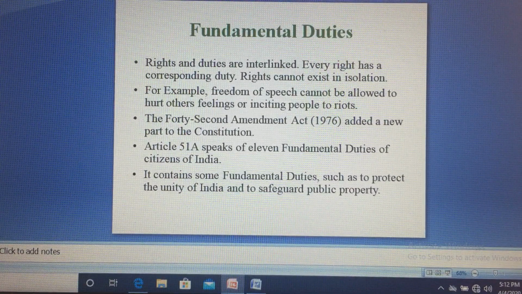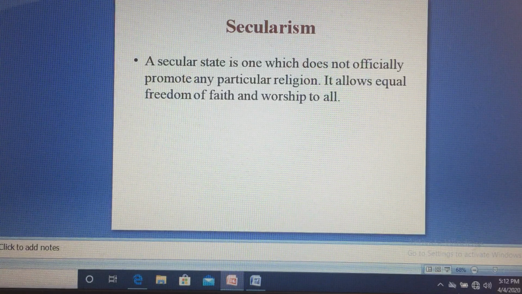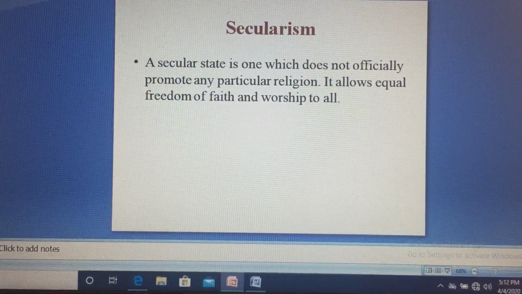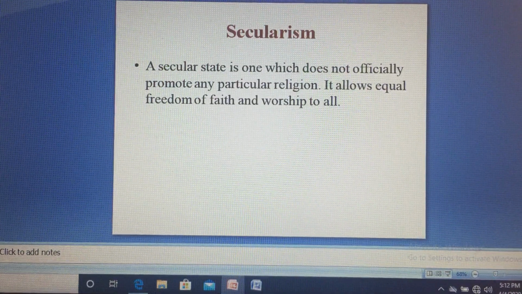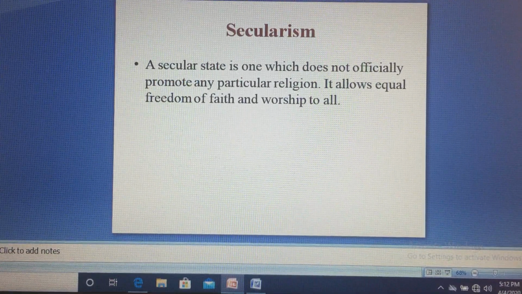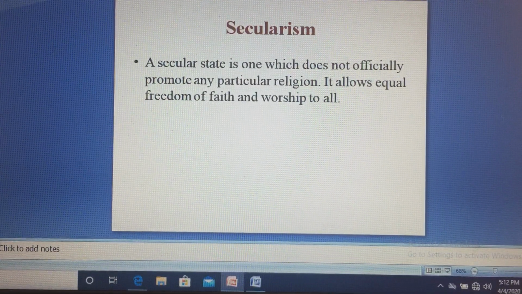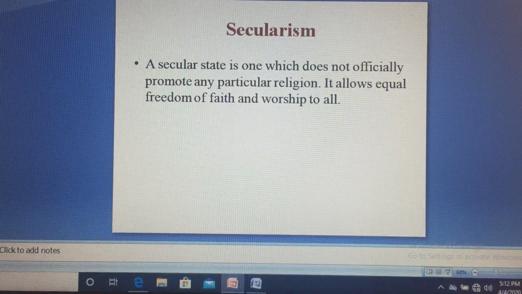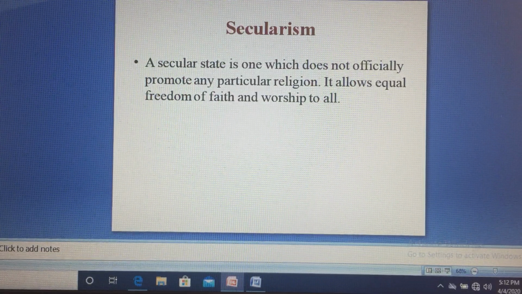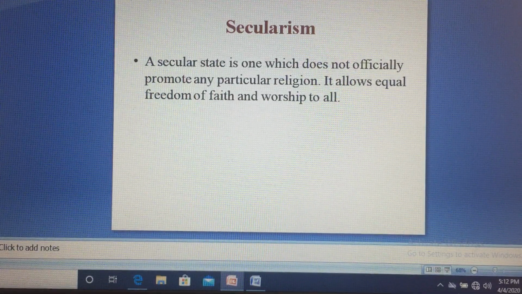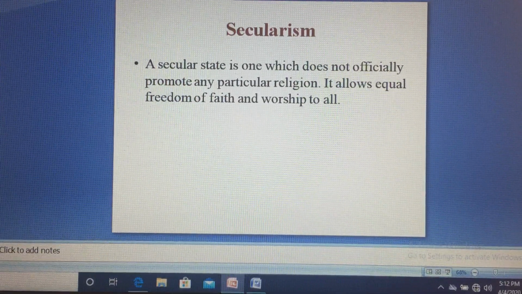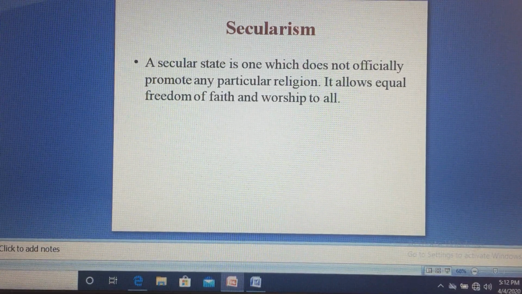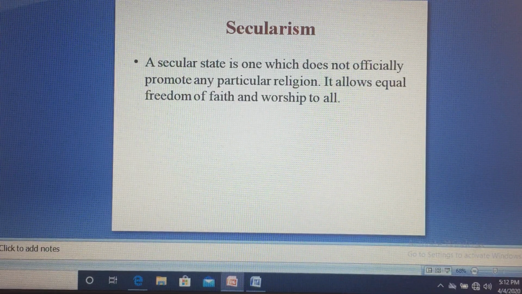Now today we'll discuss the fourth feature of our Indian Constitution, and that is secularism. A secular state is one which does not officially promote any particular religion. It allows equal freedom of faith and worship to all. So India is a secular country. It does not have its own official religion. It allows all faiths to worship whatever they want.